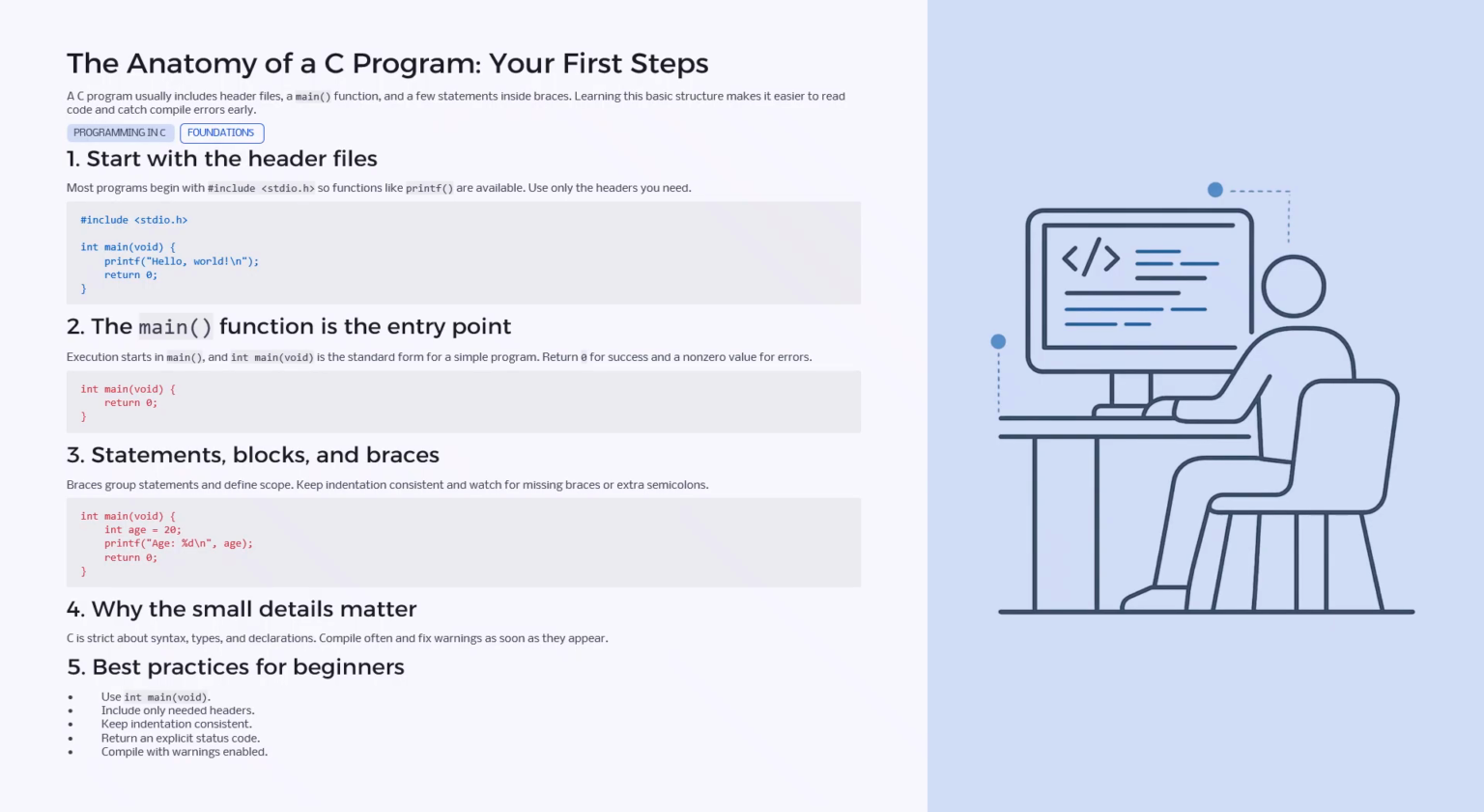Next, why do these small details matter? C is strict about syntax, types, and declarations. Compile often and fix warnings as soon as they appear. Why these details matter in C is because C is case sensitive and very strict about its functions and methods. So if we are using any C function, we should make sure that we are using it in a proper manner.